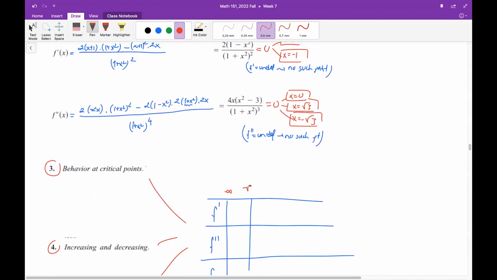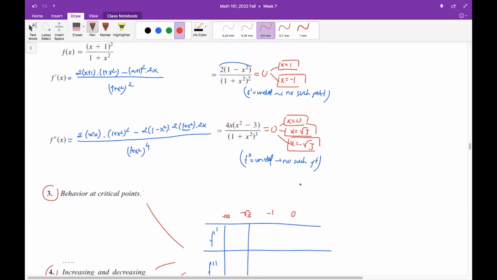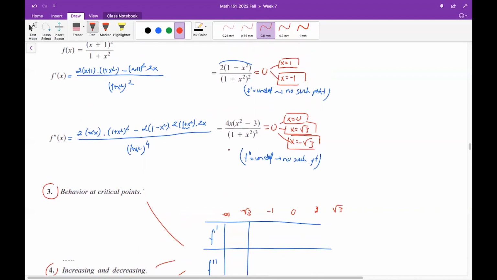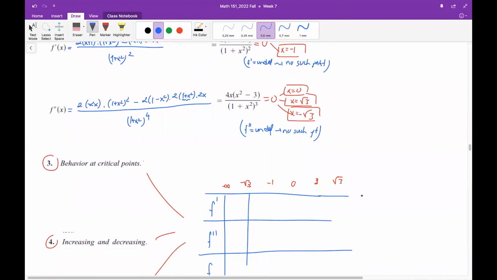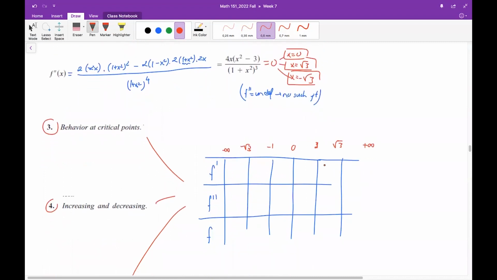Minus square root 3. Then what we have, I think 0. Sorry, there is also minus 1 here. And then 0. And then 1. And finally, plus square root 3. Okay. So these are all the critical points. Like this, and we have plus infinity at the end.